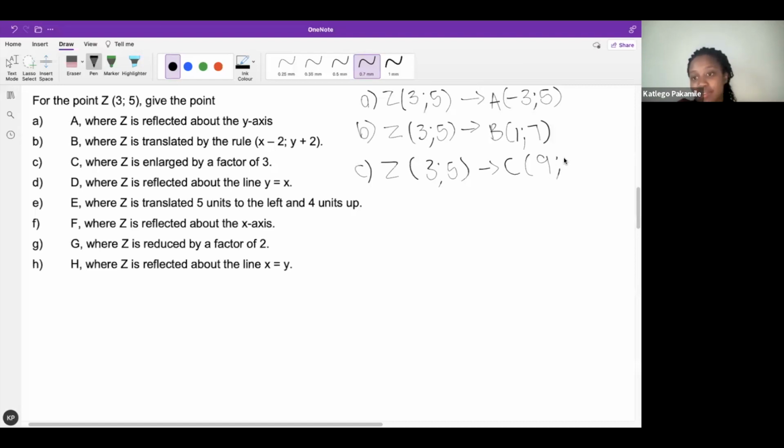Nine and 15. Whew, this is beautiful. D says Z is reflected on the line Y equals X. What happens to your coordinates when you reflect on the line Y equals X? They swap. Woo! You guys are so on fire.